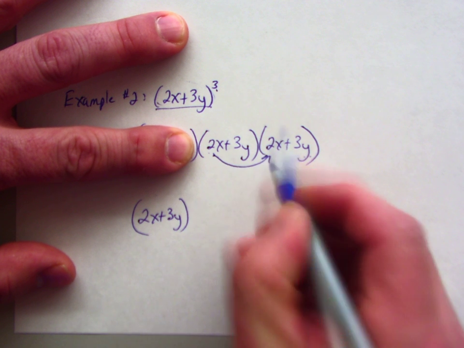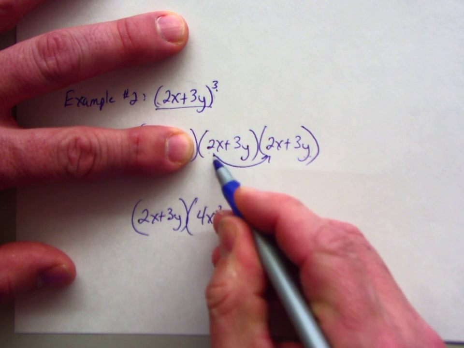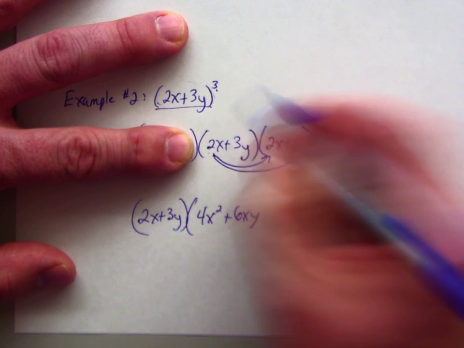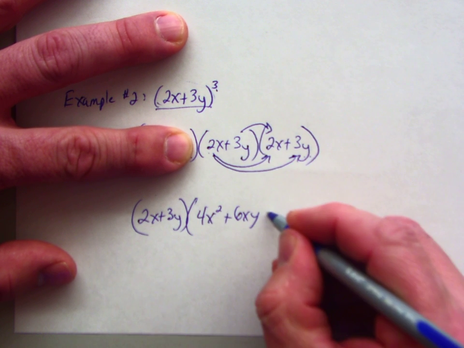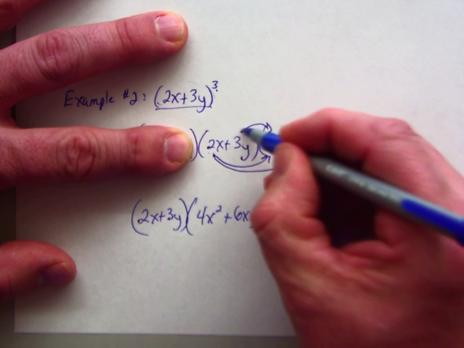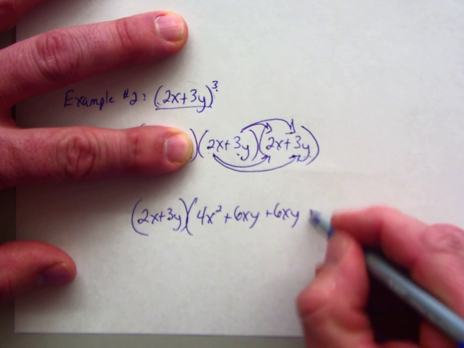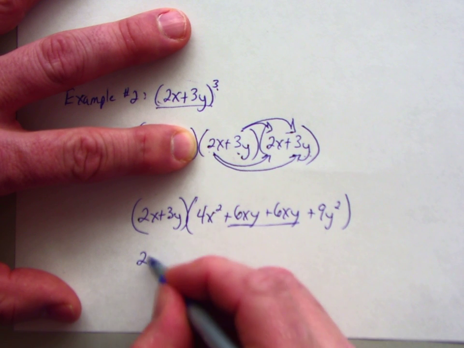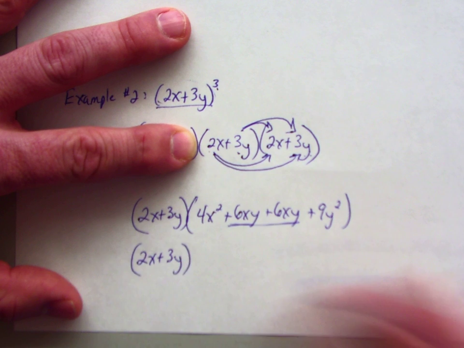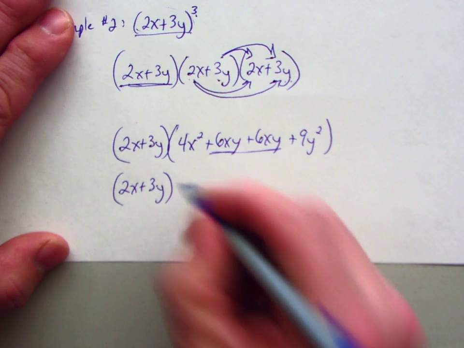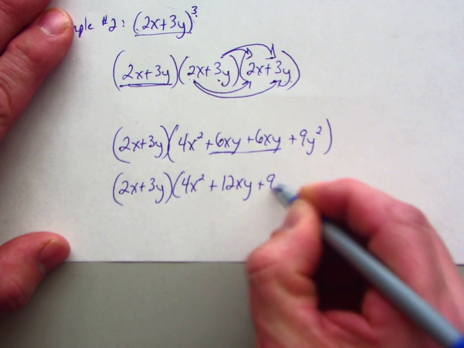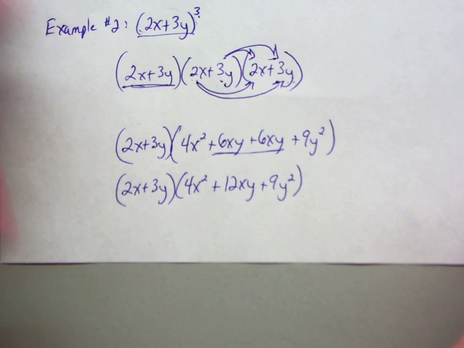So I'm going to do 2x times 2x, so it's 4x squared. 2x times 3y is 6xy. 3y times 2x is 6xy, and then 3y times 3y is 9y squared. You notice here these are the exact same terms, so I can add those, which I want to do before I actually do any more multiplying. So I get 12xy. Alright, now I'm ready to go.